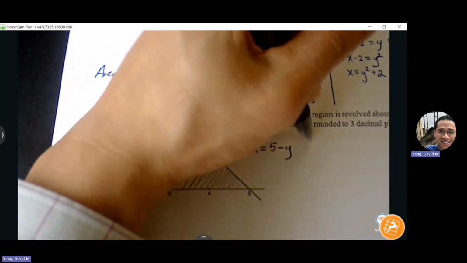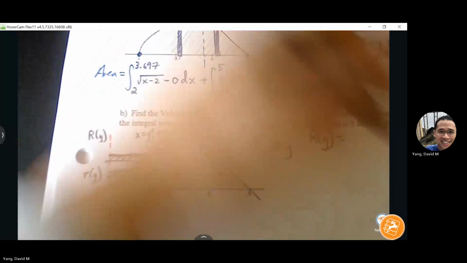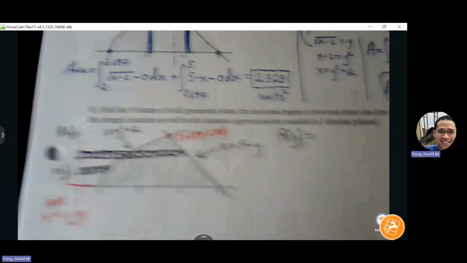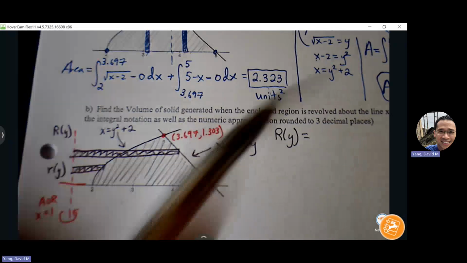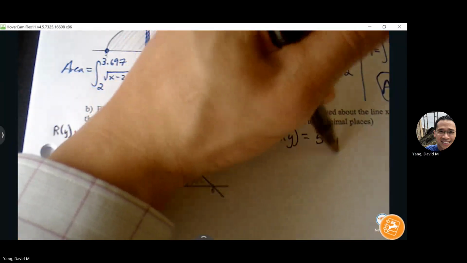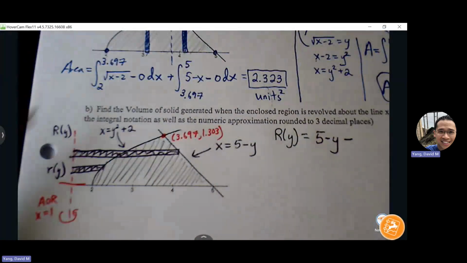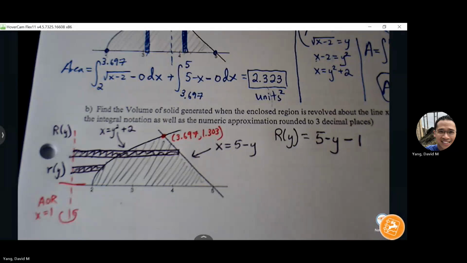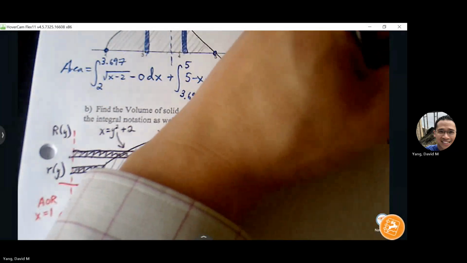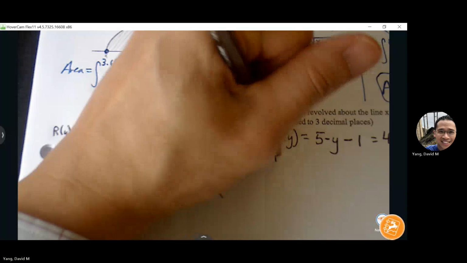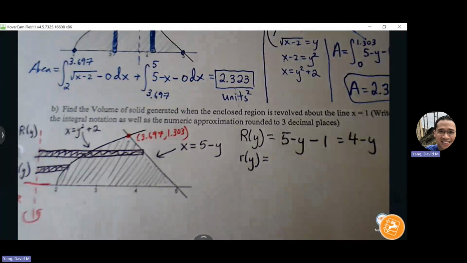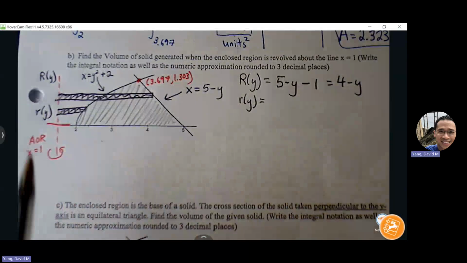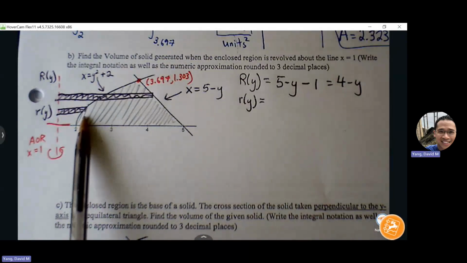Okay, let's build our two radius that we need. Okay, big R. Right minus left. What's the right endpoint of big radius sitting on? Right minus left. Minus, what's the left endpoint of big radius sitting on? Right minus left for small radius. What's the right endpoint of small radius sitting on?